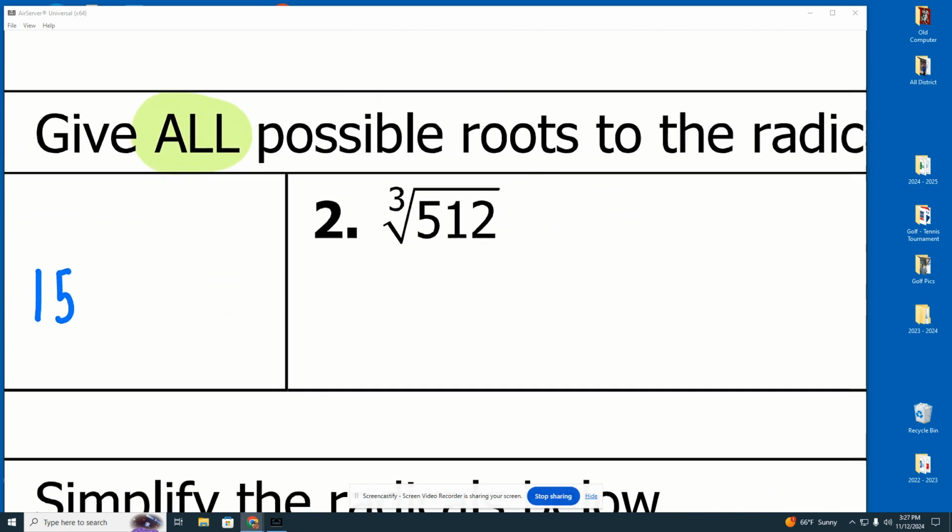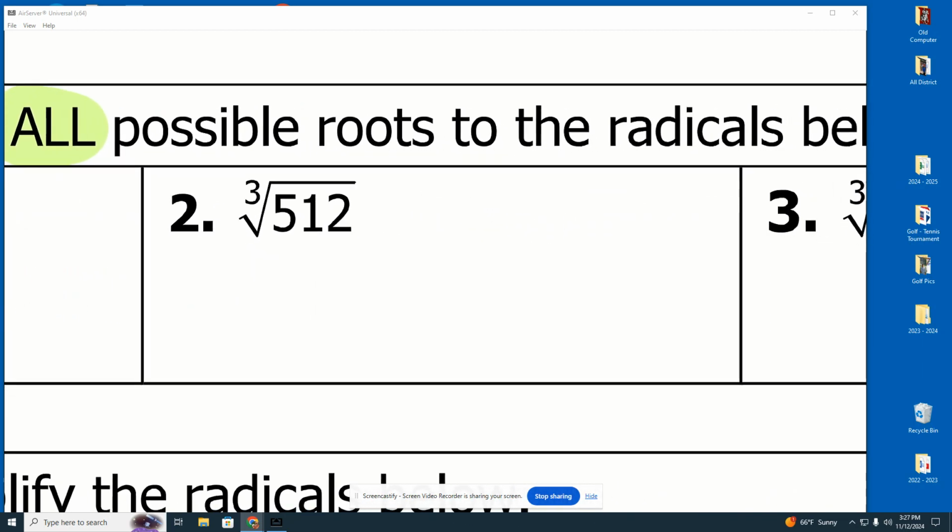Okay? Now, as we move along to the cube root of 512, remember that's an odd root. And when we deal with an odd root, our answer is going to have the same sign as the radicand that's inside. So what multiplies by itself 3 times to get 512? It's 8. So our answer is only positive 8.